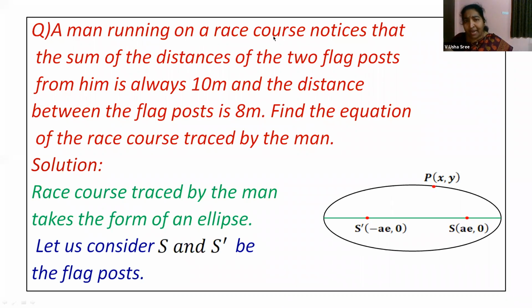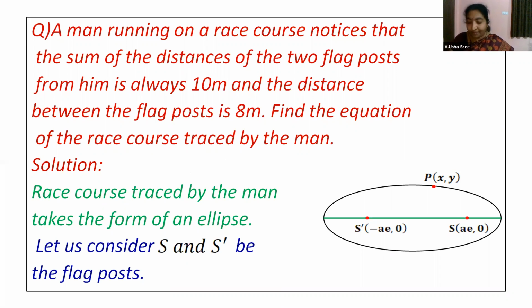Just observe, the man running on the race course is not at one fixed point. He can be at any point on the ellipse. At any point, wherever he goes, he is finding the sum of the distances from the flagpoles. That means S to P and S dash to P, wherever he goes. When he is taking the distance of SP and S dash P, the sum of these two, he is observing that it is equal to 10 meters. Okay, this is what matters to us.